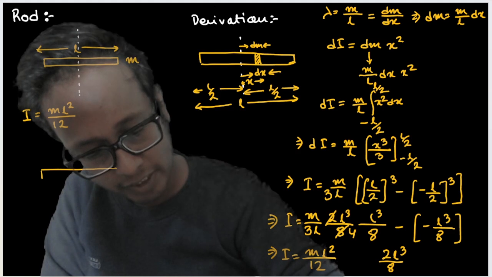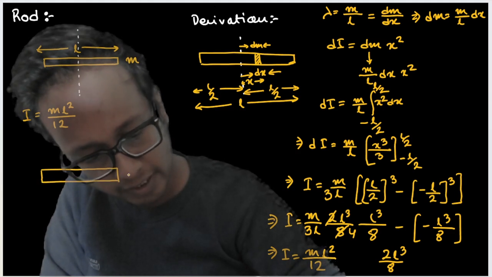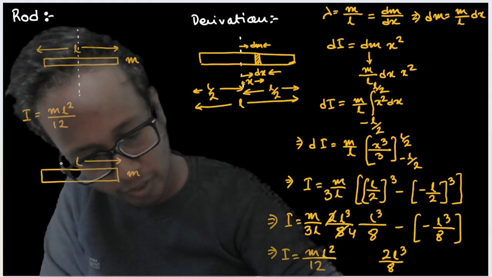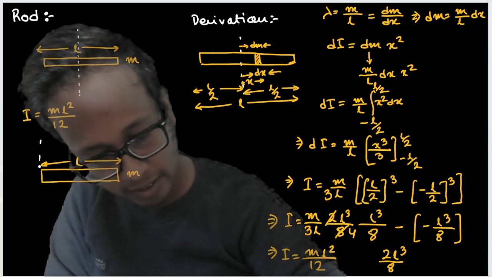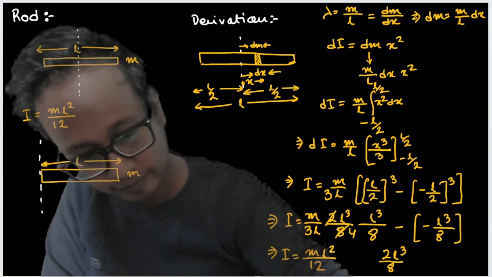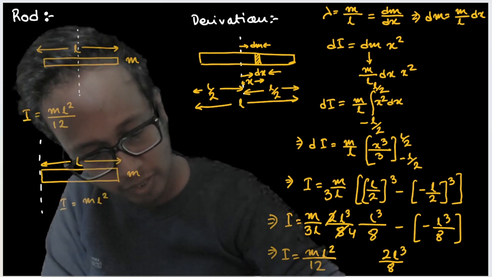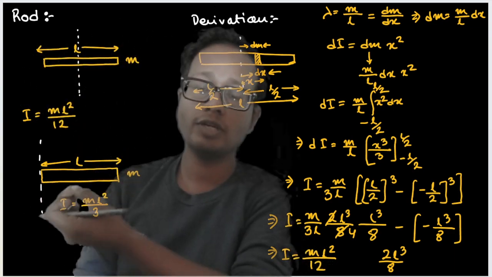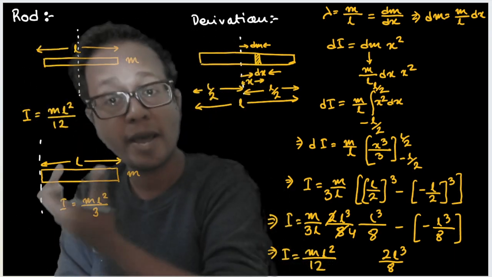What is the moment of inertia passing through the side? I have already done this question. The moment of inertia passing through the side is nothing but ml square by 3. I is equal to ml square by 3. And how do I derive this one? We use the parallel axis theorem, not the perpendicular axis theorem.